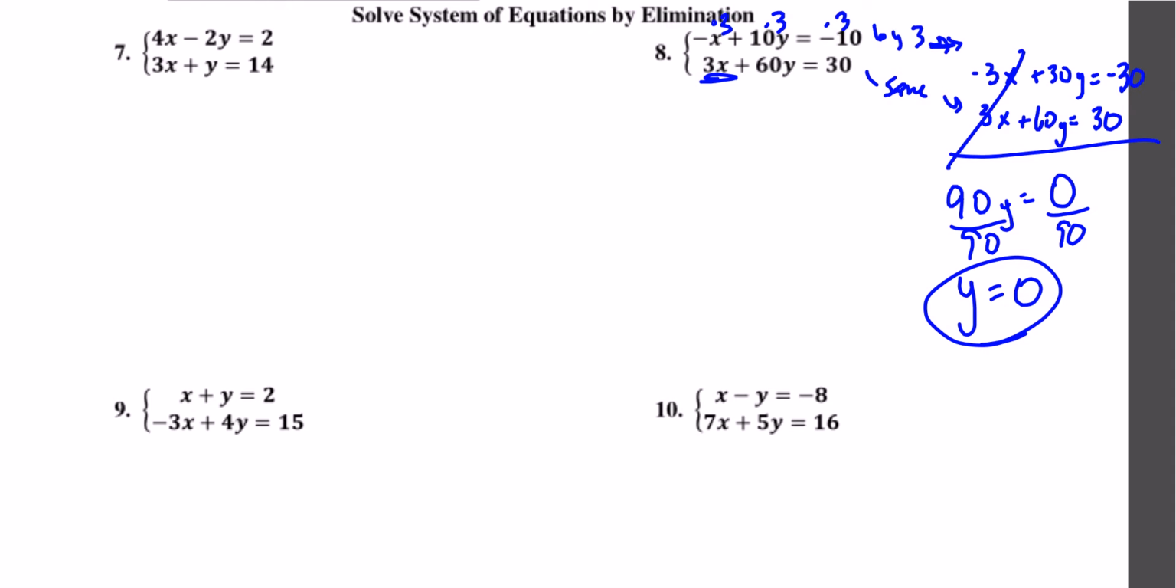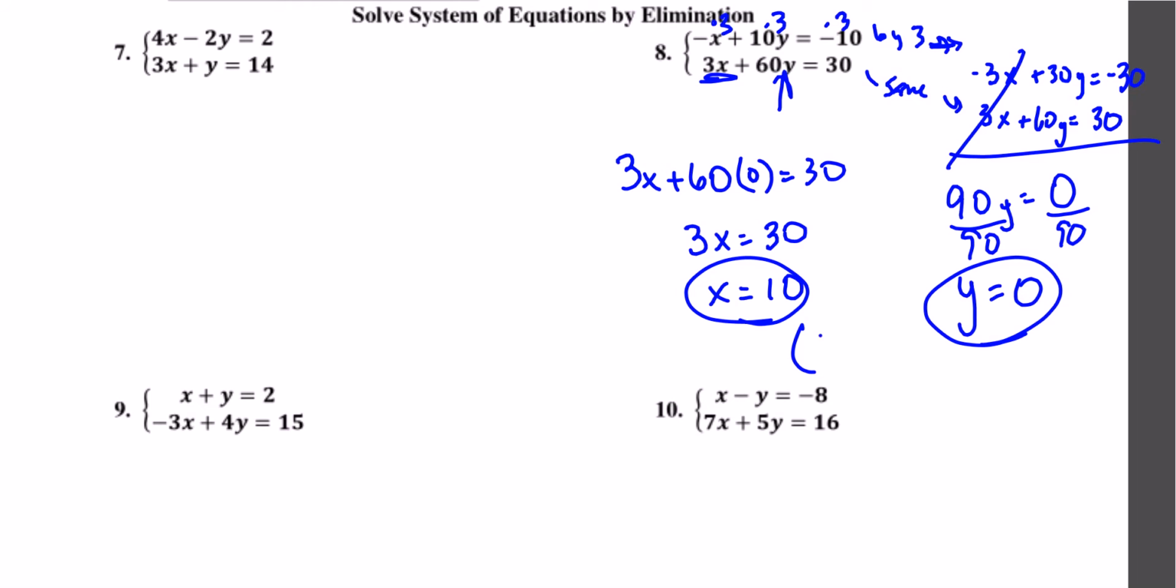I'm going to take that y and plug it into the top or the bottom. I'll plug it into the bottom. So I get 3x plus 60, but instead of y, I'm going to put 0, equals 30. So I get 3x equals 30. So x equals 10. I have an x, I have a y. The ordered pair is 10, 0. That's the solution.